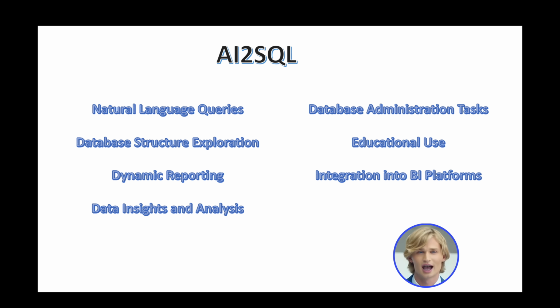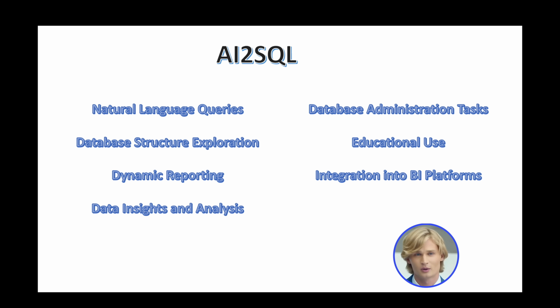AI to SQL. AI to SQL is a revolutionary plugin for ChatGPT, designed to bridge the complex world of databases with the simplicity of natural language. By harnessing the power of advanced AI algorithms, AI to SQL transforms intuitive language-based questions into precise SQL queries. It's tailored for those who want immediate insights from their data without the barrier of intricate SQL syntax. From business analysts to students, AI to SQL offers a seamless and efficient way to explore and interact with databases, making data retrieval as simple as asking a question.